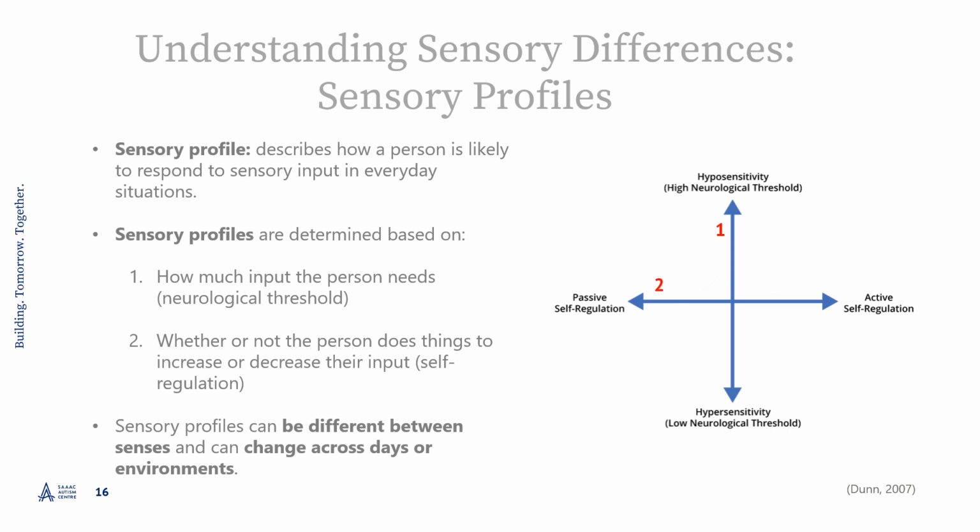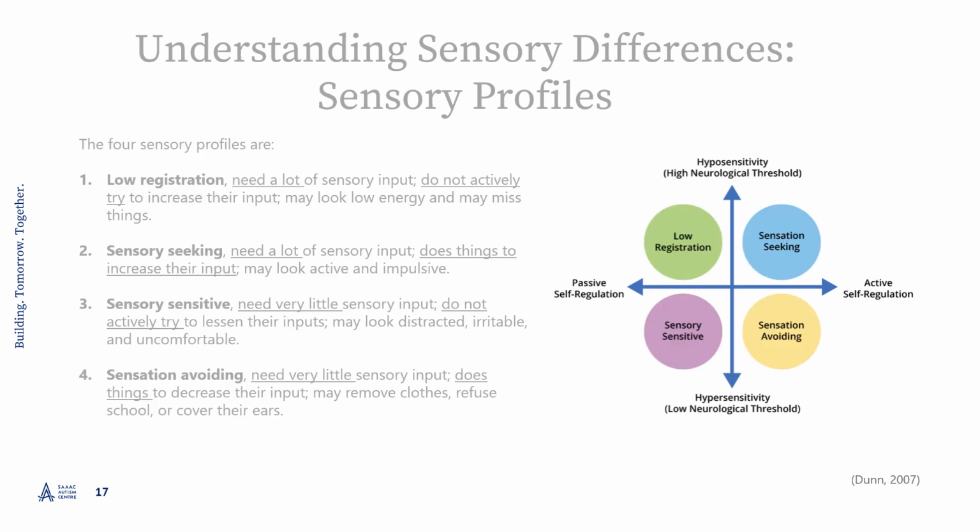Sensory profiles are not static. They can change across days or environments and can even be different between the senses. This means that a person may require a lot of sound input, but very little visual input. It also means that a child may be sensitive to visual input in the classroom, and they may get distracted by posters and visual clutter. But at home, they have a high threshold for visual input, and they may not notice things while they're cleaning up, leaving extra mess at home.